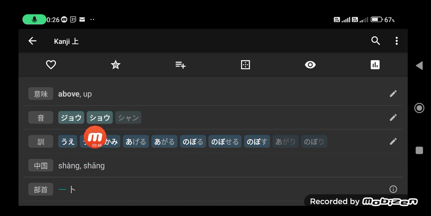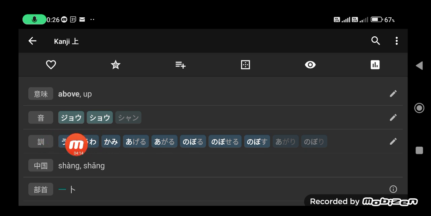There are other kanji characters where the Chinese and Japanese readings are the same, but not all. There are only some. So continuing, the onyomi are jo and sho, and in very few cases shan. But generally speaking, the onyomi here are jo and sho.